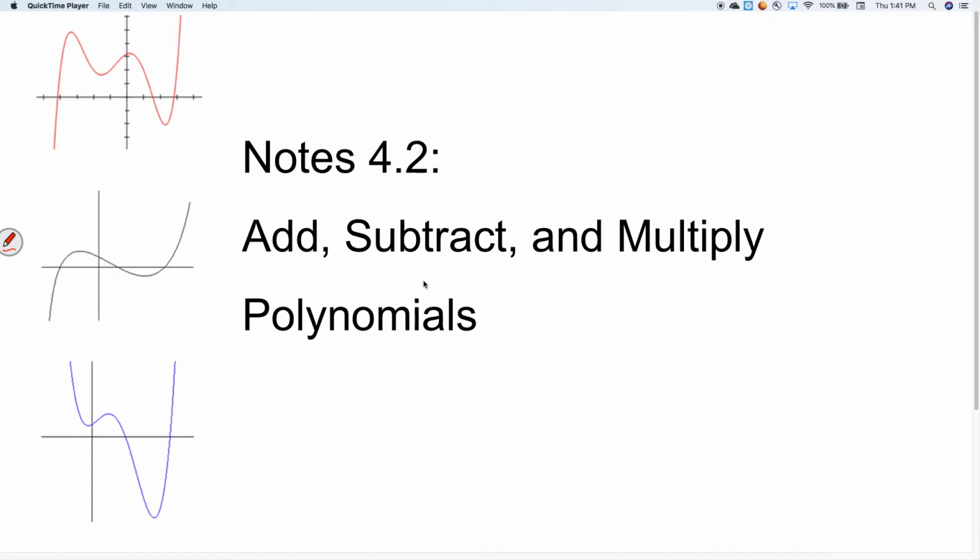You guys have a concept check. It's over 4-1 to 4-2, so it's up until this point: add, subtract, and multiply polynomials. We are going to do a second part of 4-2 tomorrow. It's very short, but that will not be included on the concept check. This part will be included on your concept check. So doing your homework tonight is very important so you feel prepared during the concept check tomorrow.